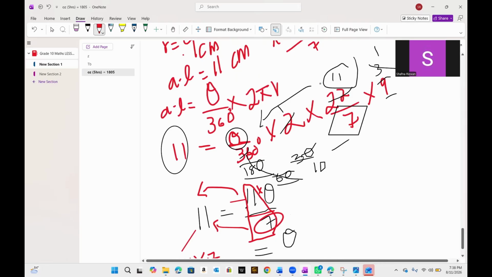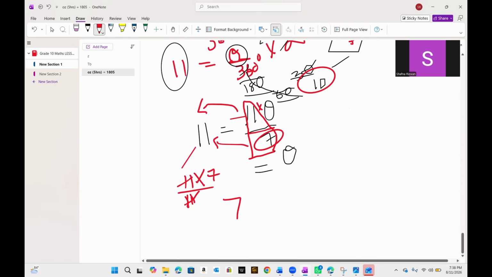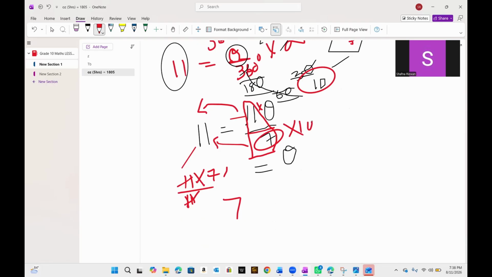Wait a minute, we forgot one thing. See, 10 was also here, at the bottom, not only 7, 10. Then what will I do? 10 was also there in the bottom, so in the top it will become 10 again. Now what is remaining? 11 and 11 cancel, so 7 into 10 is what remains. Then it will become 70 degrees, which is your theta.